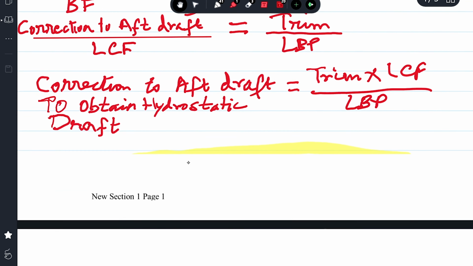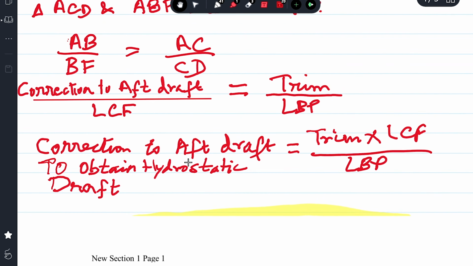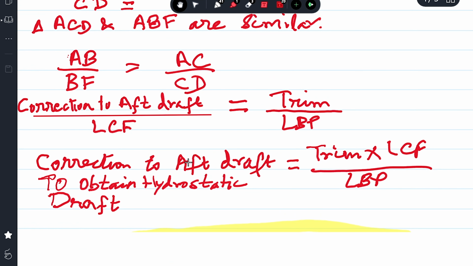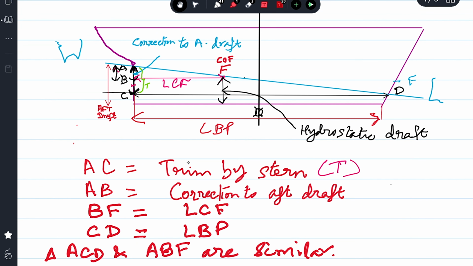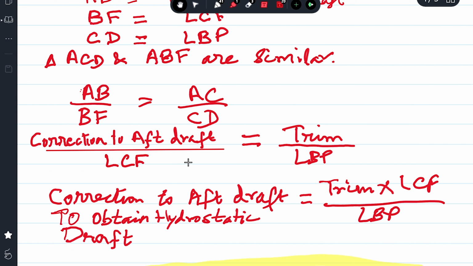So the correction will be subtracted from updraft, which is very clear here. See, updraft minus correction AB will give me the draft at center of rotation if the ship is trimmed by stern, and if the ship is trimmed by the head, you add the correction. You will get the draft at center of rotation. If the ship is trimmed by head, then this correction which we find, you add it to the updraft. Trim into LCF upon LBP.